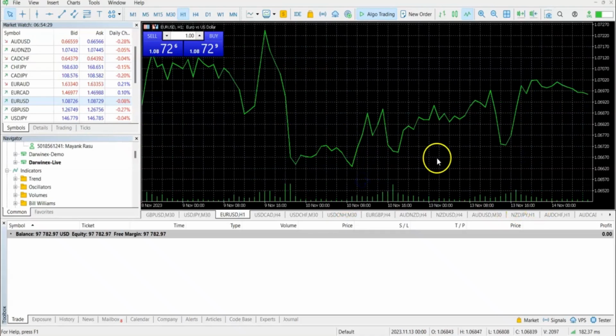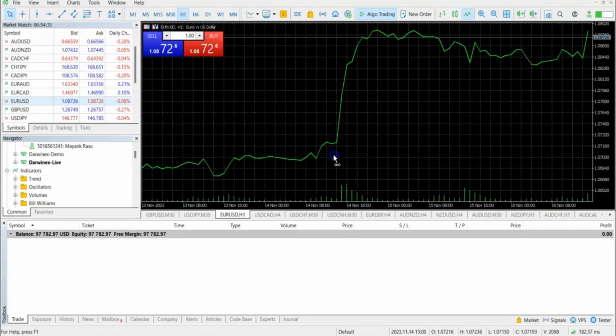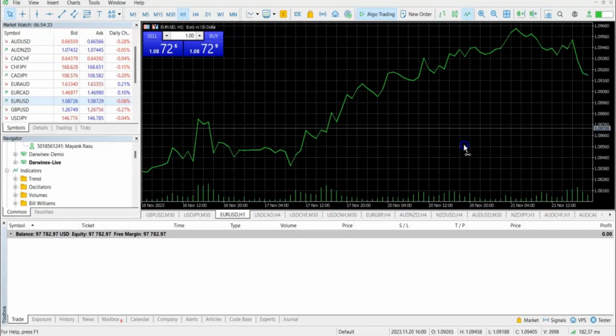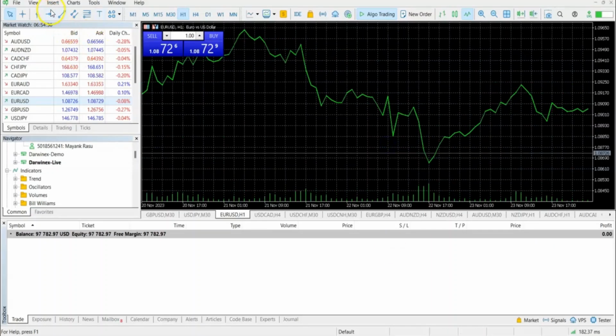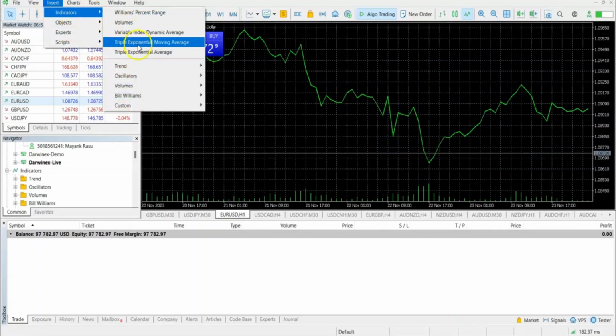So right now we only have this closing price, which is not really helping me. So I can't really develop any strategy out of it. So why don't we insert an indicator?